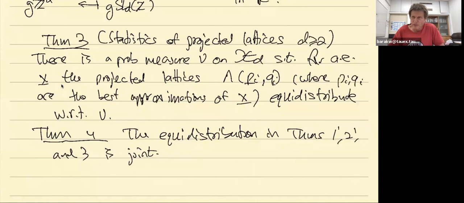I have a few things to say about the proof, but maybe before that, I'm done with stating all the results that I wanted to state. Are there questions about the statements?